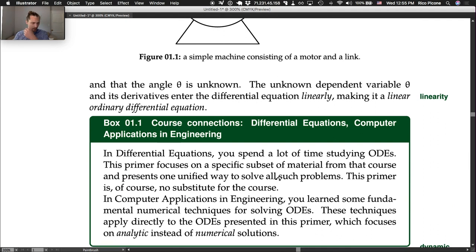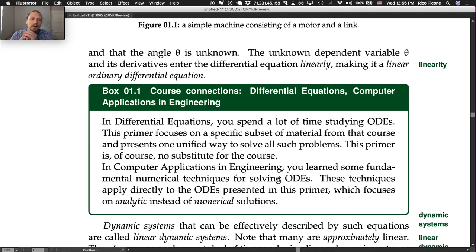So box 1.1. These boxes are going to help us connect the dots between this primer and other courses in the curriculum, at St. Martin's specifically, but I think these are pretty universal in many cases. So, course connections: differential equations, computer applications in engineering. In differential equations, you spend a lot of time studying ODEs. This primer focuses on a specific subset of material from that course and presents one unified way to solve all such problems. This primer is, of course, no substitute for the entire differential equations course.